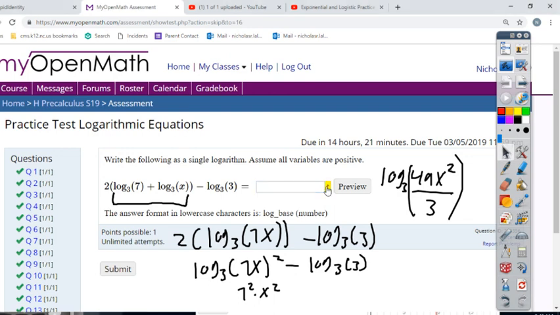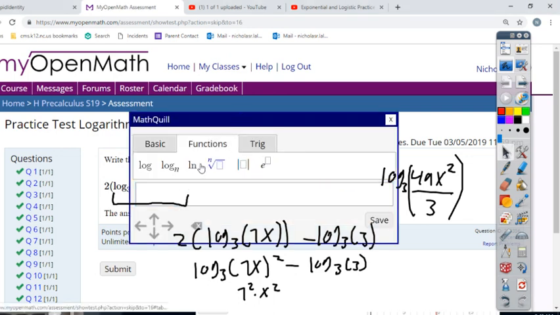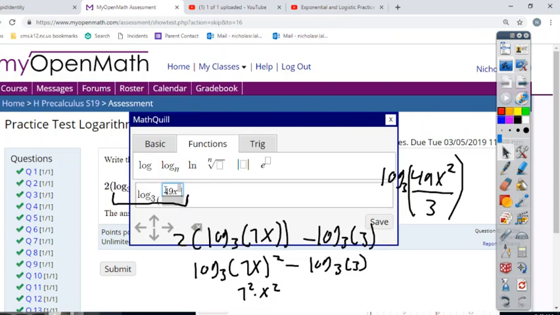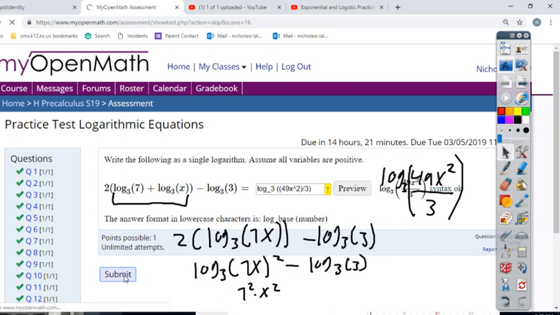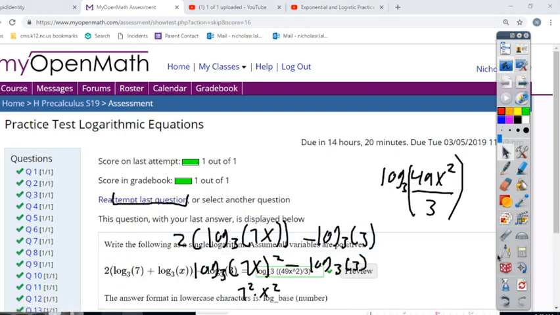I'm going to have the log base 3 of 49x squared over 3. Hit save, hit submit, got it right, clear annotations, move on.